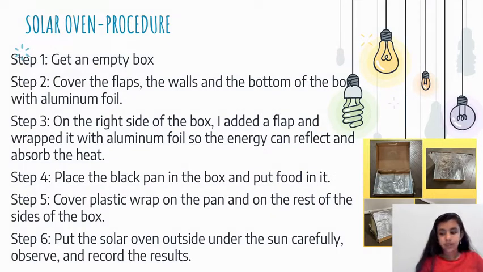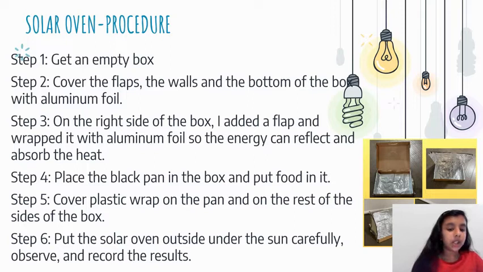Solar oven procedure. First, I took an empty box. Then, I covered the flaps, walls, and the bottom of the box with aluminum foil. On the right side of the box, I added an extra flap of aluminum foil so that the energy can reflect and absorb the heat.